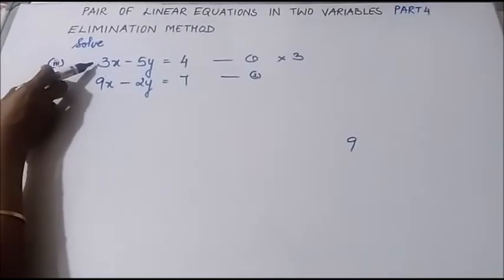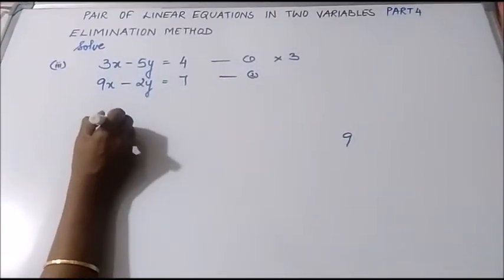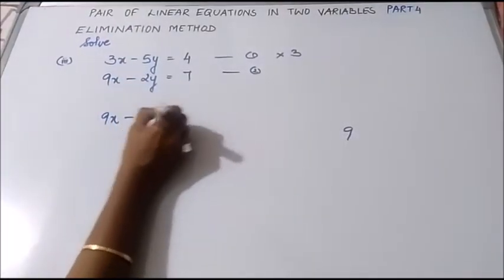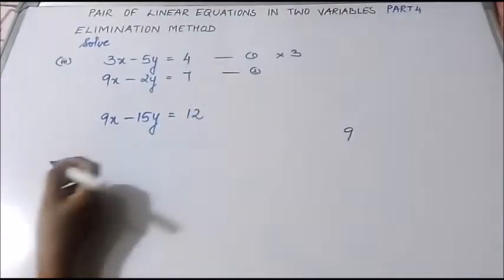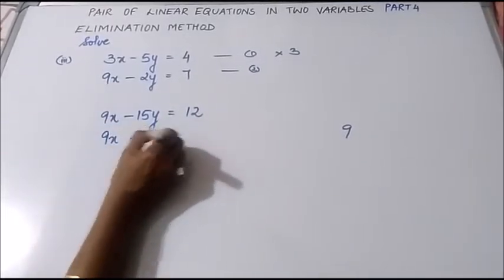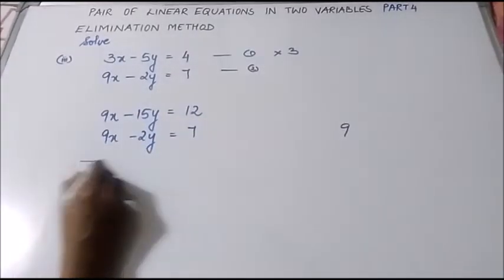So what will be the first equation? 3 into 3 gives us 9x. 3 into minus 5 will give us minus 15y. And 3 into 4 gives us 12. Next, the second equation we write down as it is.